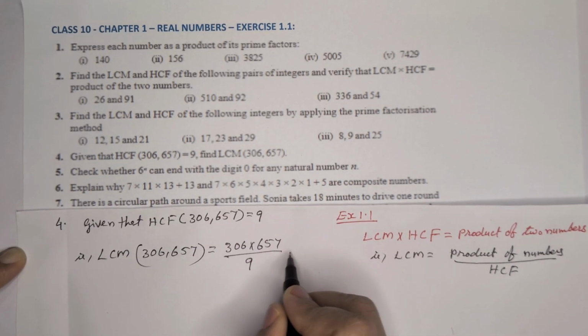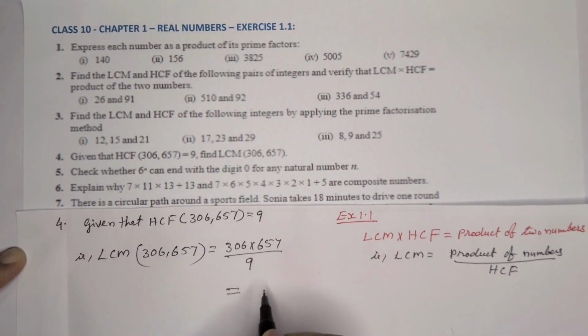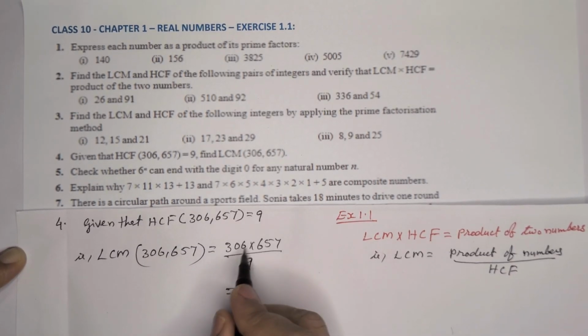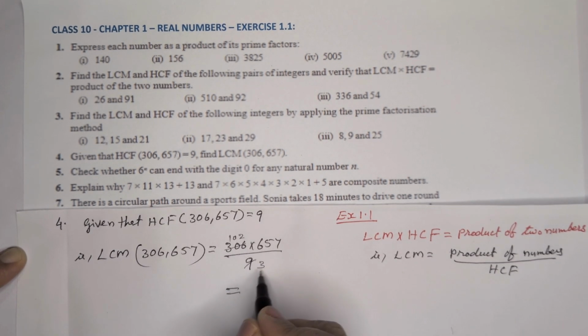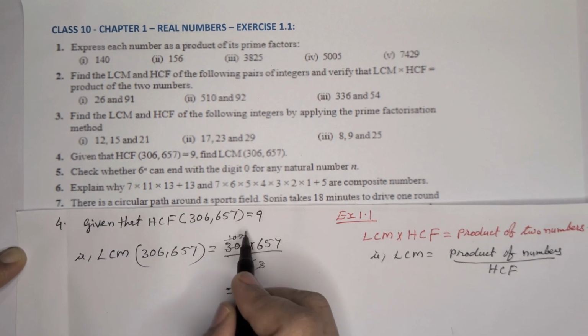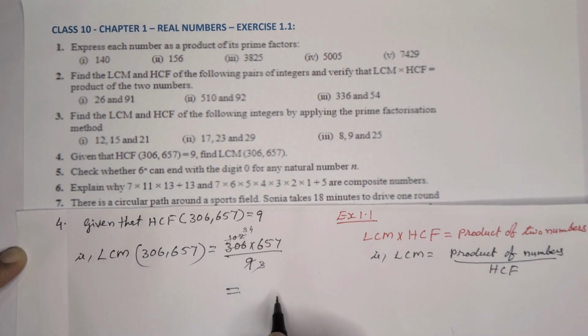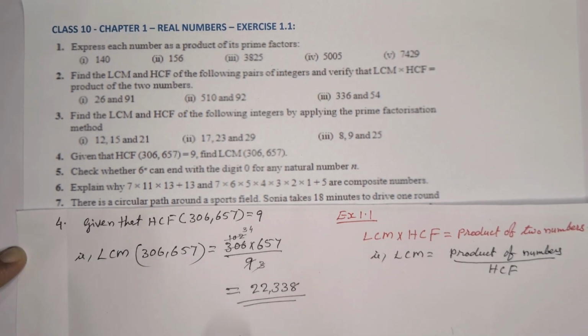So the product divided by HCF. When we divide 306 by 3, we get 102. One more time by 3, we get 34. So 34 into 657 is equal to 22,338. So the LCM of 306 and 657 is equal to 22,338.